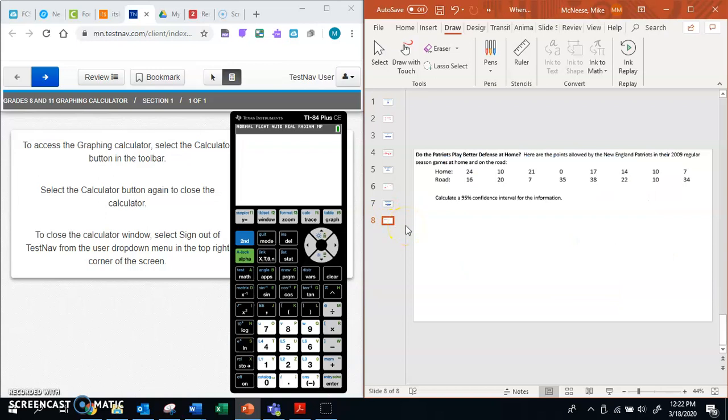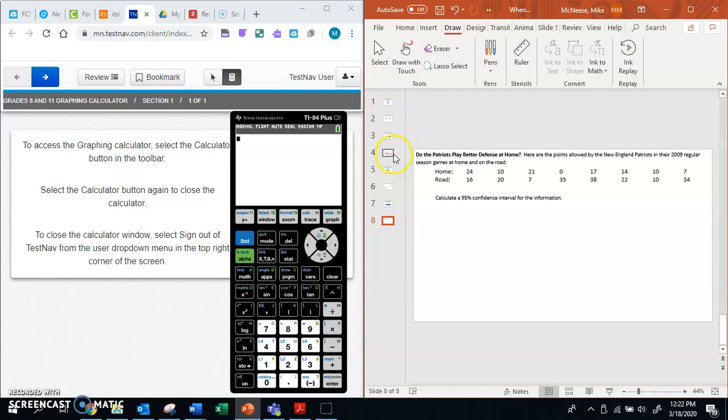Our example says, do the Patriots play better defense at home? It says, here are the points allowed by the New England Patriots in the 2009 regular season games at home and on the road. They give us a list of all their games at home, all their games on the road, and it's asking us to calculate a 95% confidence interval for the information.